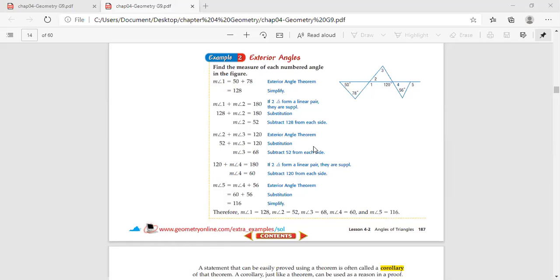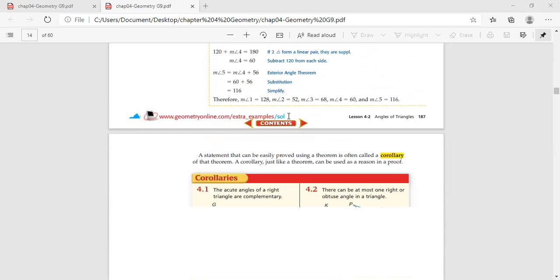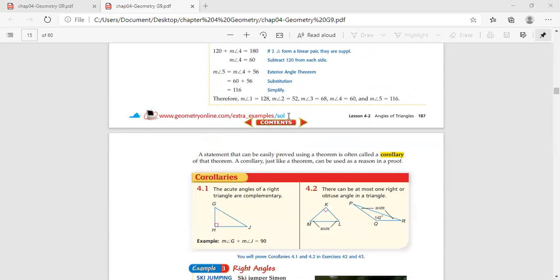Then the measure of angle 5 will be equal to 4 plus 50 plus 56, which equals 116 degrees. So we can study together how to use interior and exterior angles to find the missing angles. A statement that can be easily proved using a theorem is often called a corollary. So we can use it like a statement to answer the question.